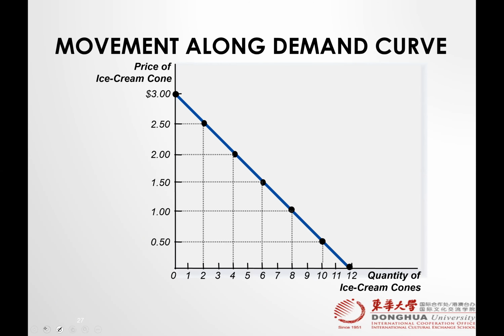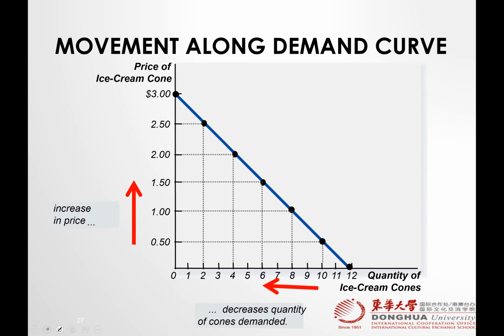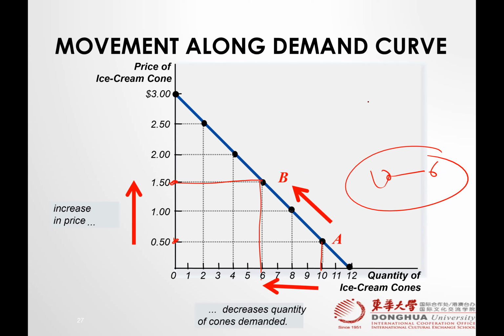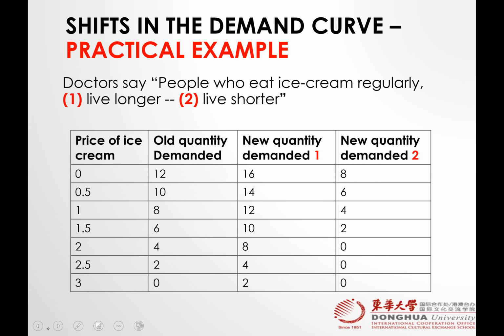So graphically, what happened here? Price increase, quantity decrease. So if the price increased from 0.5 to 1.5, what happened here? At 0.5, the quantity was 10, and now at 1.5, the quantity is 6. So quantity change, yes, from 10 to 6. And the reason is because price has changed from 0.5 to 1.5. So we just move from A to B. That's it. Understand? Yeah. Okay.